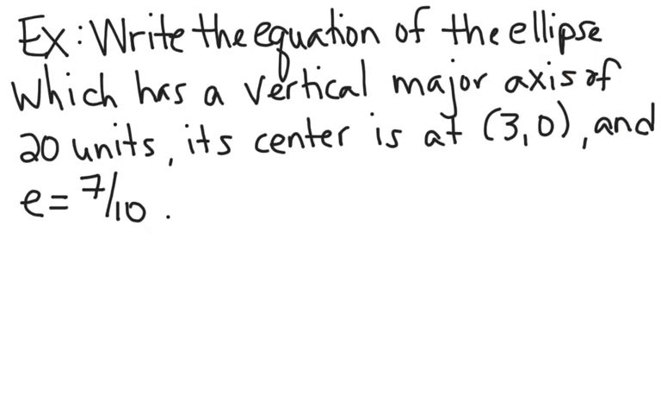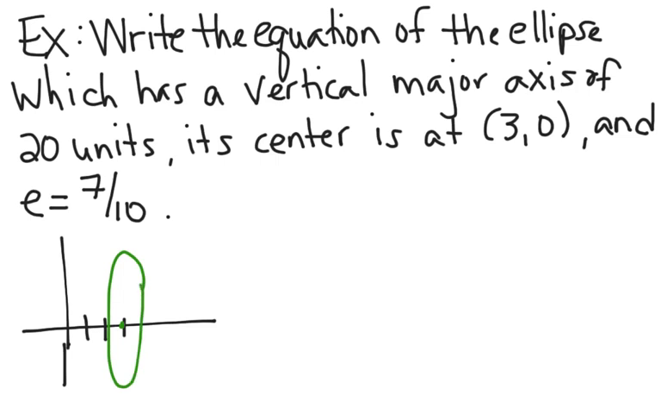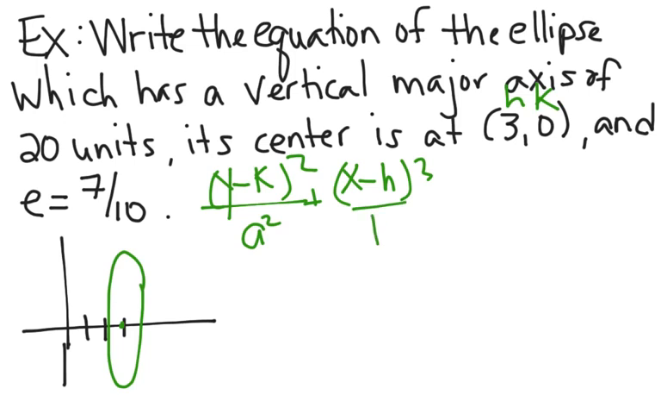Let's look at one more problem. Write the equation of an ellipse which has a vertical major axis of 20 units. Its center is at (3, 0), and e is equal to 7 over 10. Well, first of all, if it has a vertical major axis and the center is at (3, 0), the ellipse must look like this. So I know h, I know k, and I know I'm going to use the equation (y minus k) squared over a squared plus (x minus h) squared over b squared equals 1.